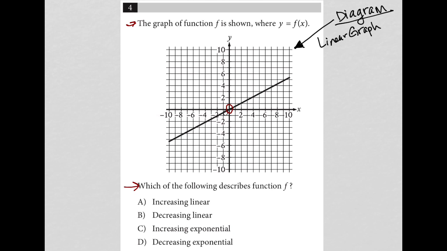All right, so these questions pop up every so often. This is just a linear versus exponential question, and then increasing versus decreasing as well. So in terms of increase versus decrease, our graph is obviously increasing as we go to the right. It's going up. So I'm going to get rid of all the decreasing answers.